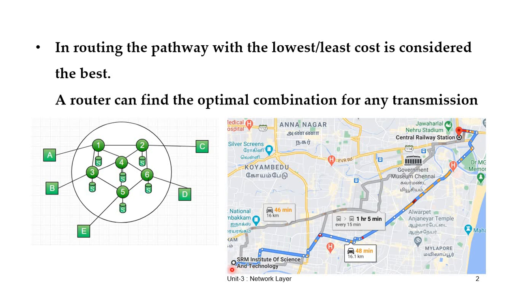For example, presently I'm standing in the SRM college, which is in Ramapuram campus. Now I would like to travel to the central station. If I put the map to travel from the SRM Ramapuram campus to the central railway station, I can find 3 different routes. This is the blue color route which is highlighted. I have chosen this respective track. We have 2 more routes.